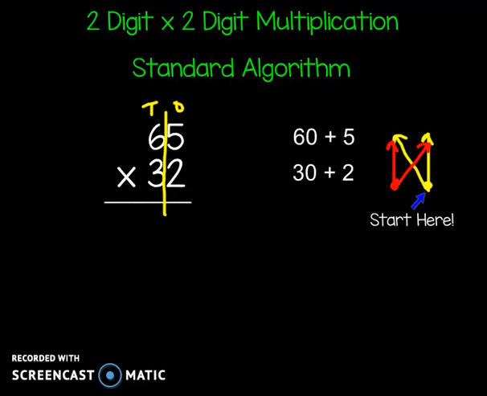Today we're doing two-digit by two-digit multiplication using the standard algorithm. And in this video, I'm going to break it down step by step, explaining why we're doing what we're doing. And I have Mr. Wahlberg here to help me explain.